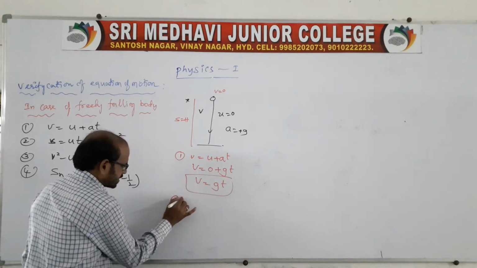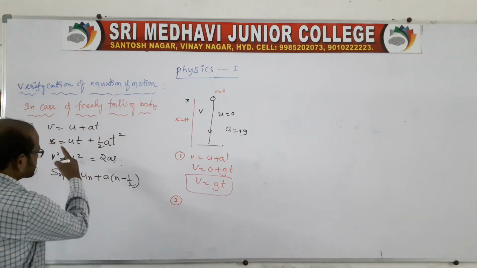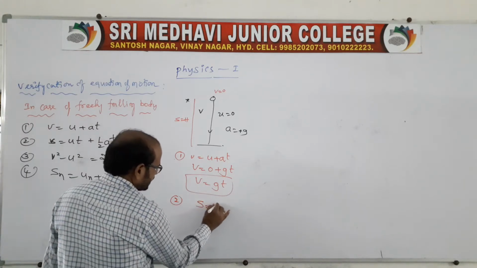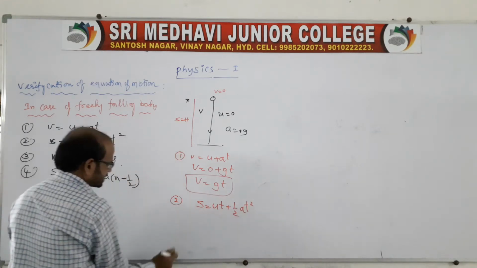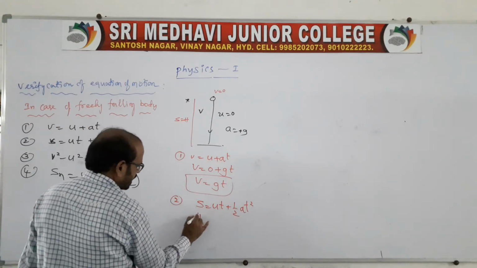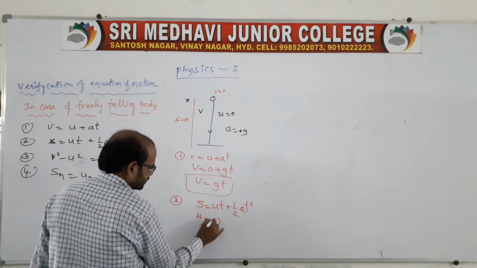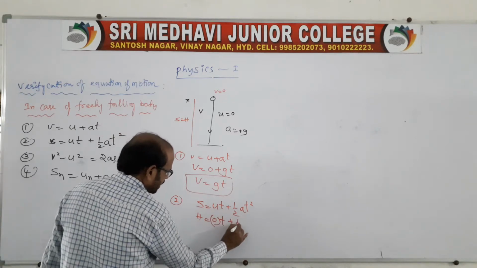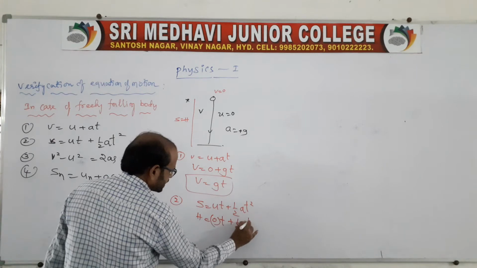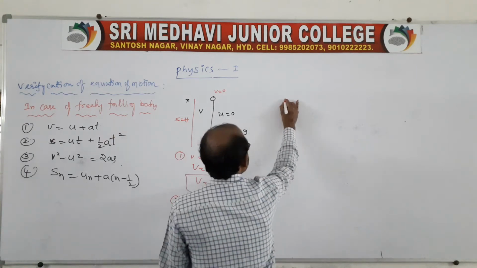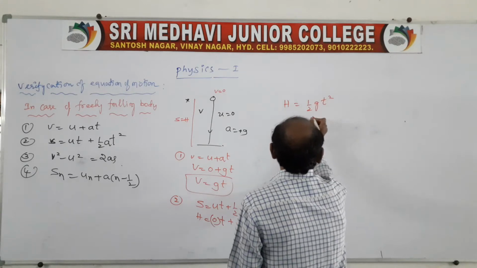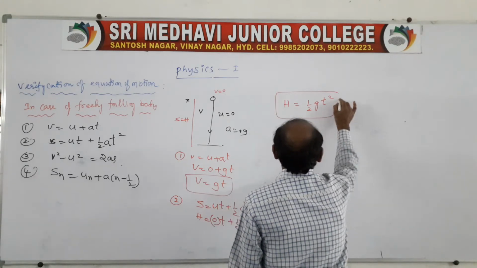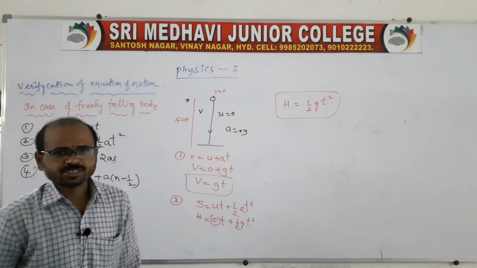And you go for the second expression. That is, S is equal to UT plus half AT square. In this, S is the maximum height, and since it is falling freely, U is 0, so 0 into T plus 1 by 2, A is G, into T square. So the expression will be H is equal to 1 by 2 GT square. So here the body falls from height H is equal to 1 by 2 GT square.